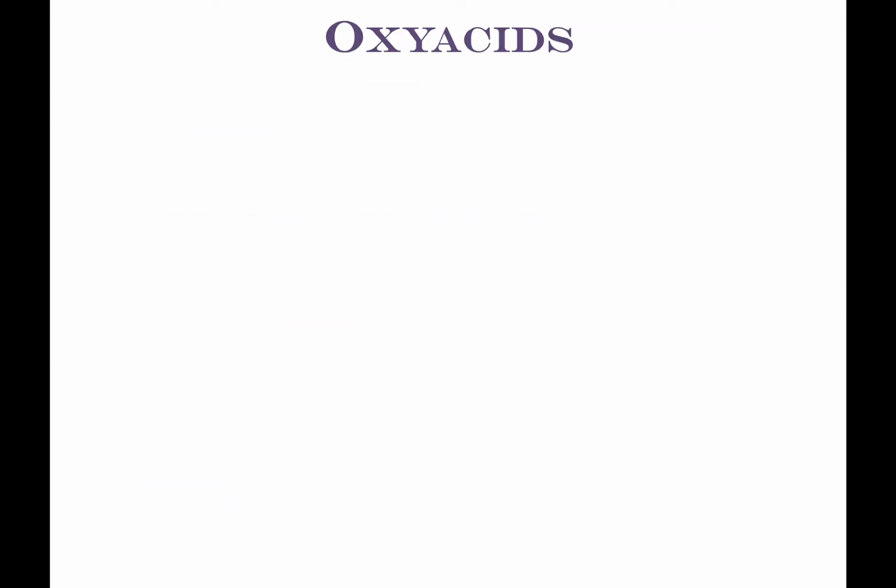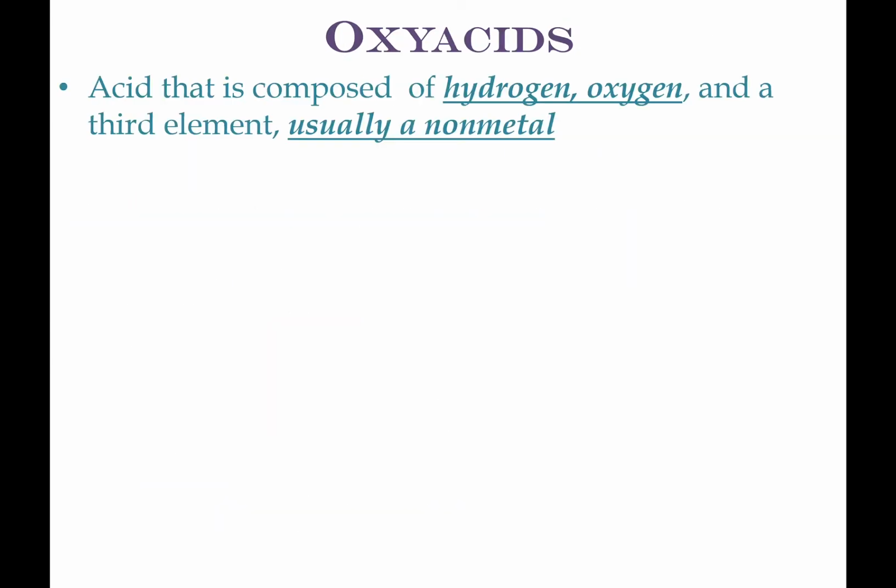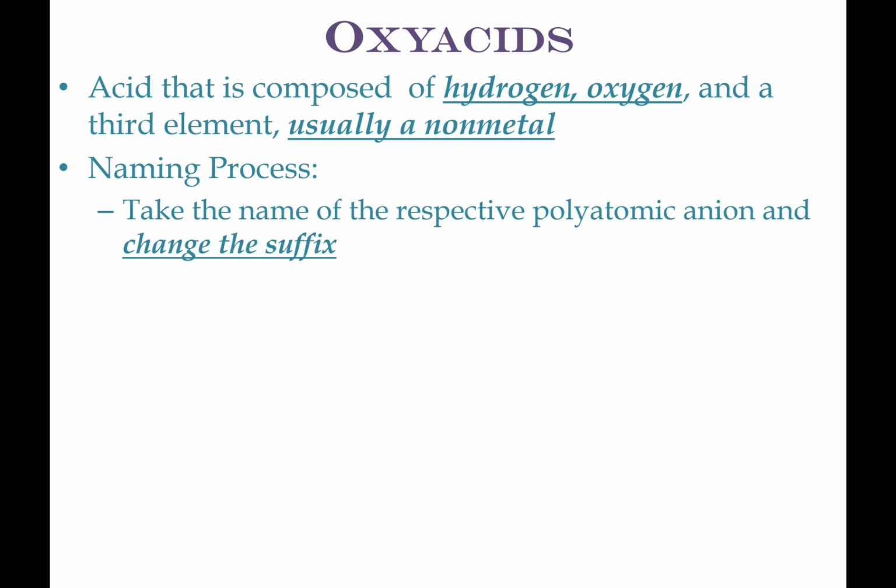Okay, oxyacids. Oxyacids, we have hydrogen, oxygen, and one other element. That's usually a nonmetal. So how do we name these? Usually those are our polyatomic ions. We are going to take the name of the polyatomic ion and we're going to change the ending. Remember, most of our polyatomic ions end in ate or they end in ite. And those are what's going to determine the ending of our acid.